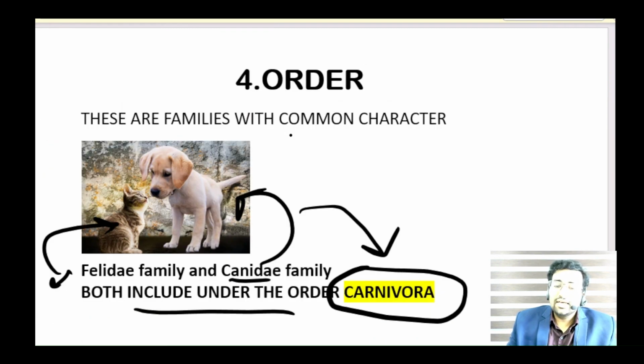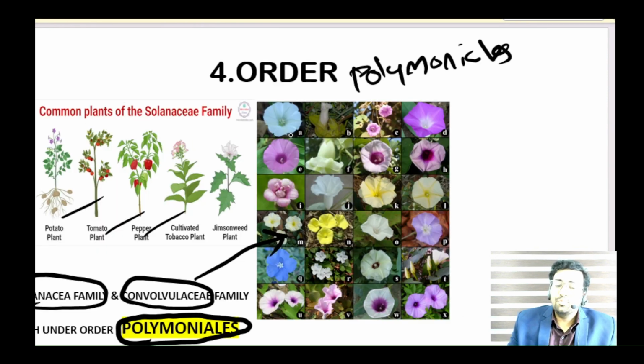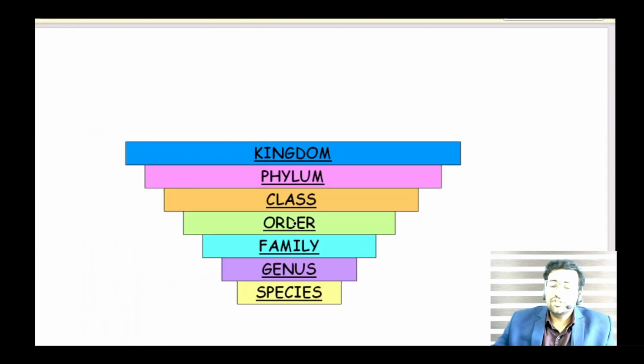Okay, let me look back. The order Carnivora contains the Felidae family and the Canidae family. Just like that, the order Polemoniales contains the Convolvulaceae family and the Solanaceae family. So I told you about species, I mentioned genus, I mentioned family and order. Now, a group of orders having the same characters, we call it a class.